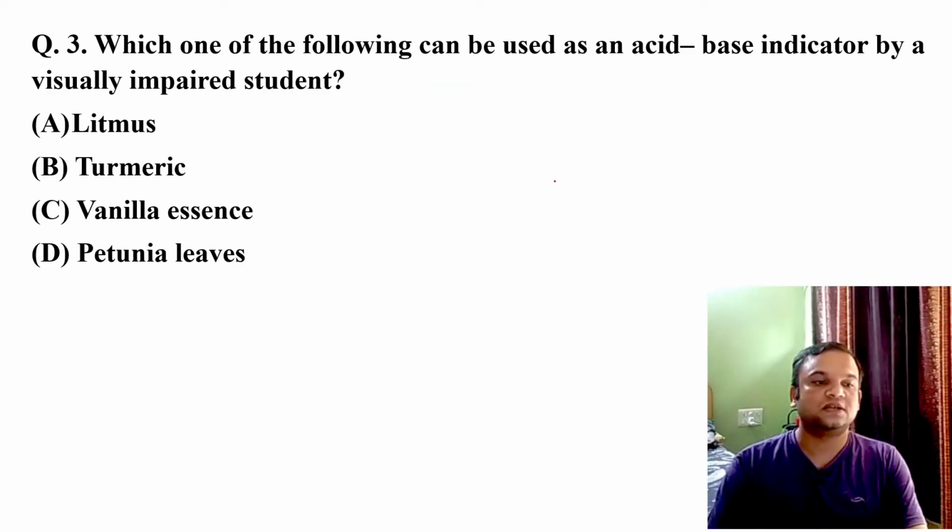Next question says, which one of the following can be used as an acid-base indicator by a visually impaired student? Visually impaired students have other senses very activated, and that is why they can smell the indicator and identify it. Out of these four options, vanilla essence will be the correct answer.